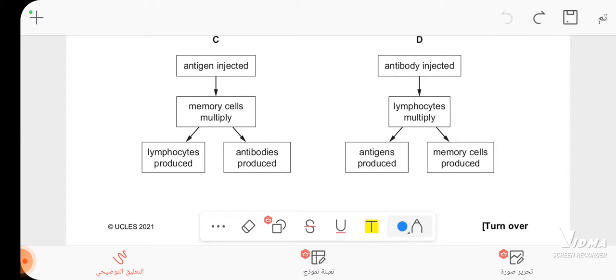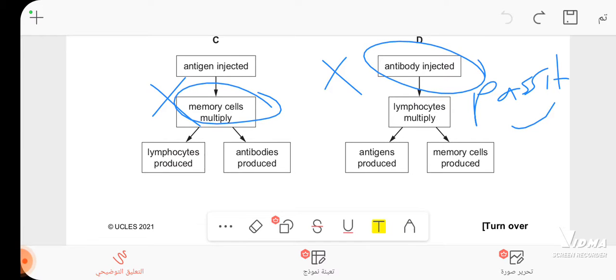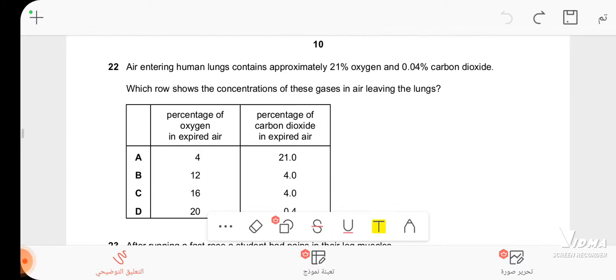Let's take a small look at C. Antigen injected, memory cell multiplies. Wrong. After injection of antigen, lymphocytes firstly multiply. Antibody injection, no. Vaccination does not mean injection of antibodies. Antibodies here, this is passive immunity, not active immunity, passive immunity.